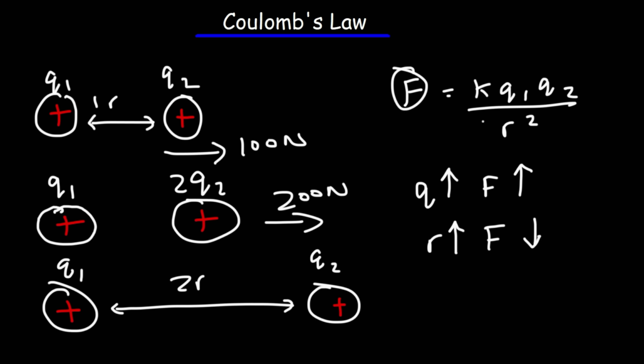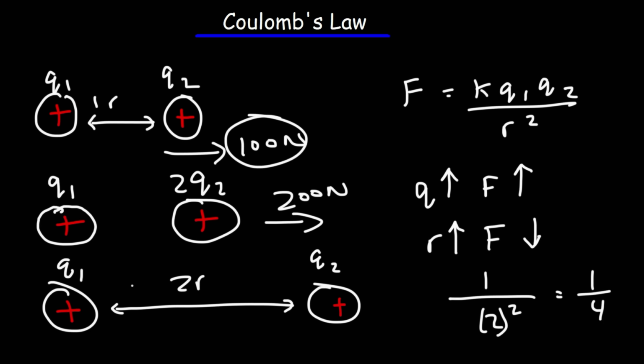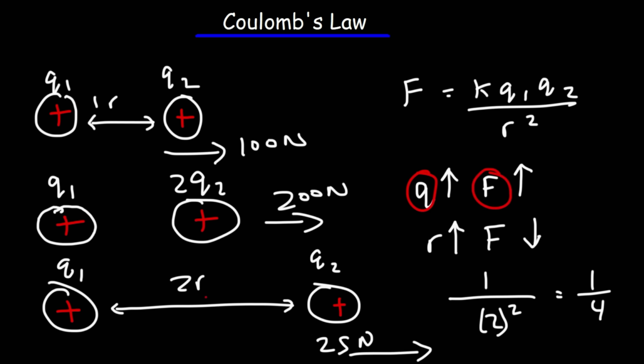The force is inversely related to the square of the distance. So the force is not going to cut in half. It's going to be 1/4 of its original value. Because if you were to plug in 2 into that equation and 1 for everything else, it would be 1 over 2 squared, which is 1 over 4. So it's going to be 1/4 of its original value, which means it's going to be 25 newtons. So if you were to double the magnitude of one of the charges, the force will double. If you were to double the distance between the two charges, the force will be reduced by a factor of 4.